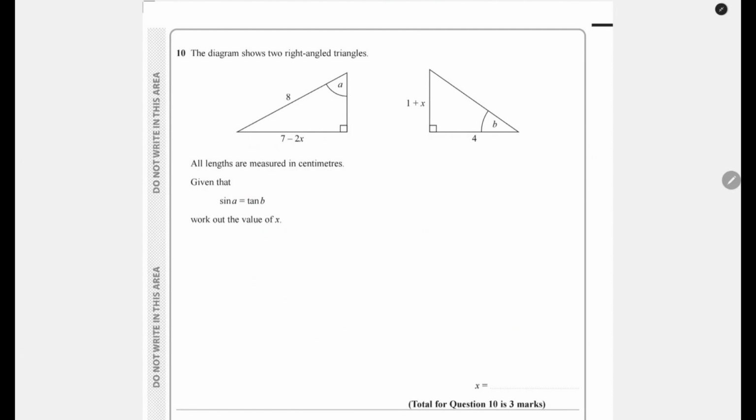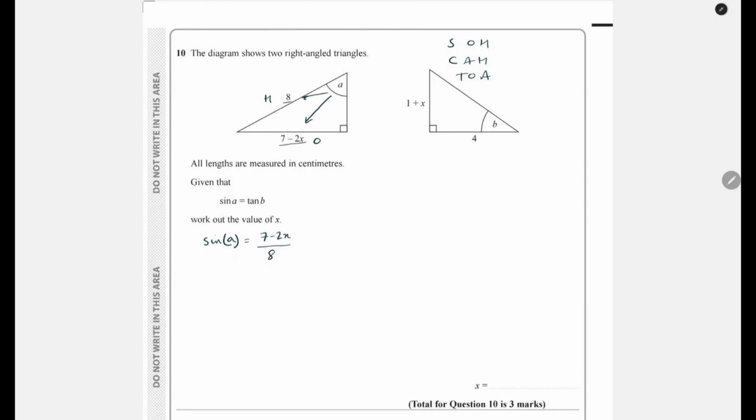Question 10 is about trigonometry. The diagram shows two right-angled triangles. All lengths are measured in centimeters. Given that sine A is equal to tan B, work out the value of x. So we're going to be using our SOHCAHTOA rules. The triangle on the left-hand side is clearly a sine function, and we have this length here, which is opposite, and this length here, which is the hypotenuse. And so sine A is equal to 7 minus 2x over 8.